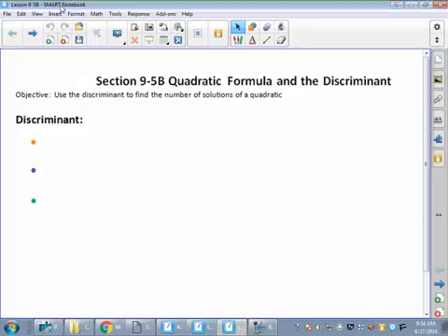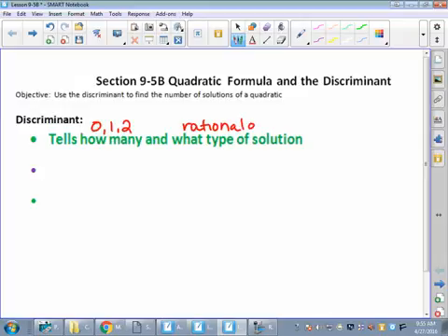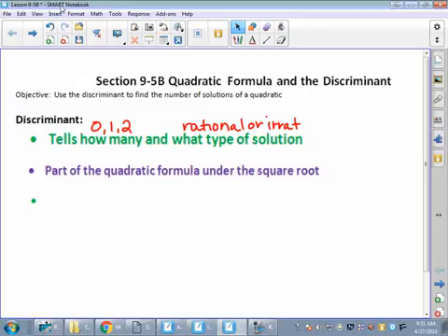So the discriminant tells you how many solutions and what type of numbers, rational or irrational. How many? 0, 1, or 2. Those are your options. So 0, 1, or 2, rational or irrational. So it gives you a piece of information before you keep working on the quadratic formula. It is actually the part of the quadratic formula that's underneath the square root.